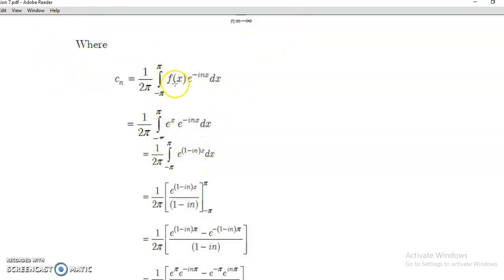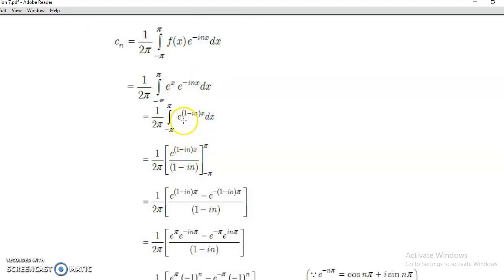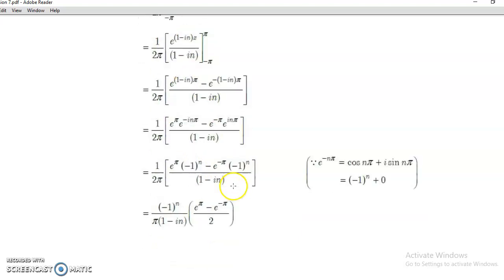So now f of x is e power x, and e power minus inx is there itself in the formula. Adding those powers by taking x as a common term. So now the integration. E power anything is e power itself divided by the coefficient of x, which is 1 minus in. So after applying the limit, you will get the formula like this.